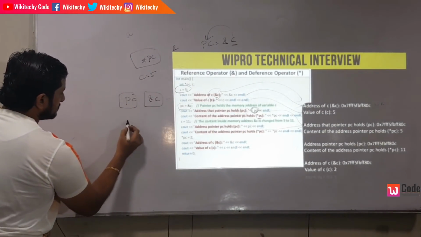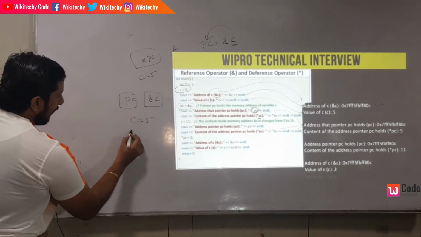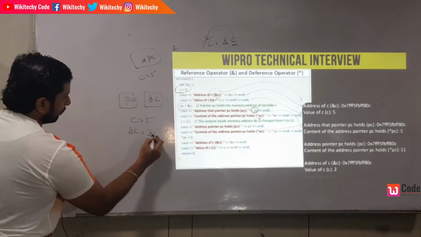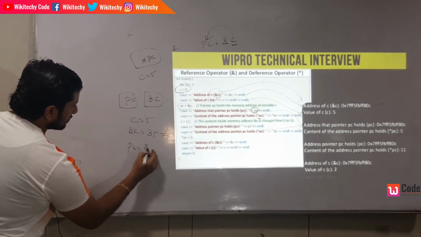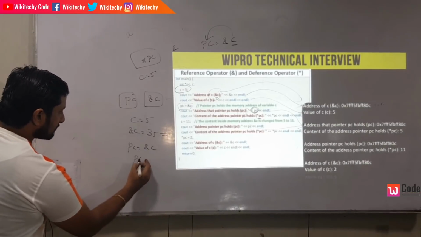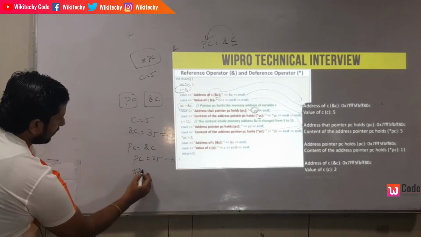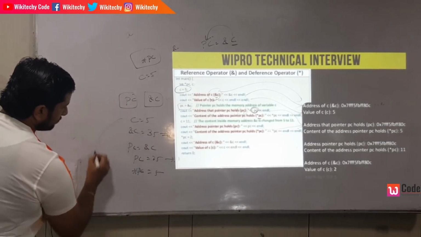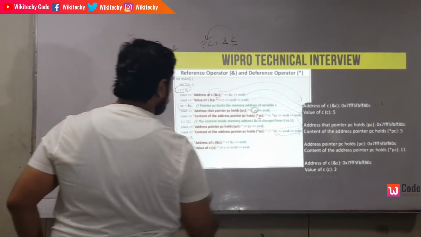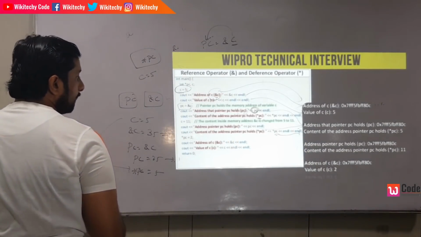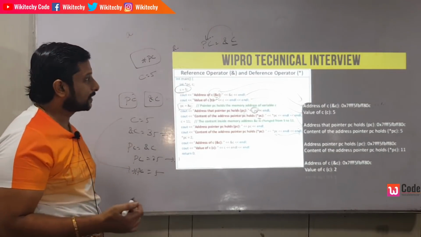If I put star PC here, C is 5, ampersand of C is 35. This is the address, considering I put PC is equal to ampersand of C. So what is PC? PC is equal to 35. If I put star PC, I will get 5 here. So you got star PC, you got the value 5 here. Okay, this is called pointers and dereferencing the pointers using the operator.